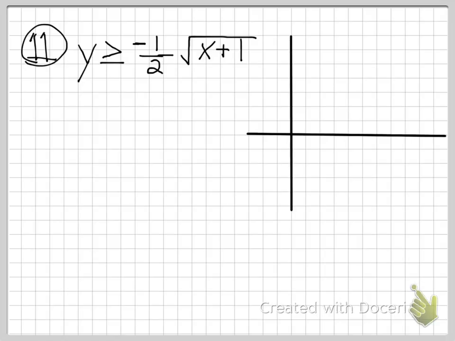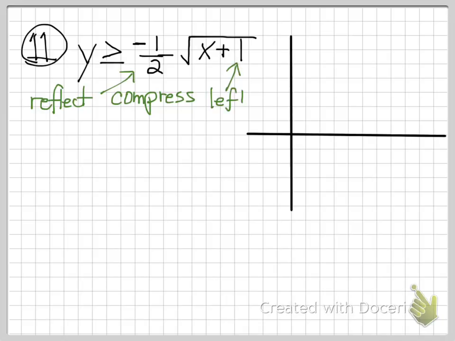Number 11. What kind of radical do I have? I have a square root. So I know it's going to go to the right. What's the transformation? The negative in front tells me it's going to reflect. The half tells me it's going to compress. What does the 1 underneath the square root tell us? It tells us it's moving to the left. So I go left 1.